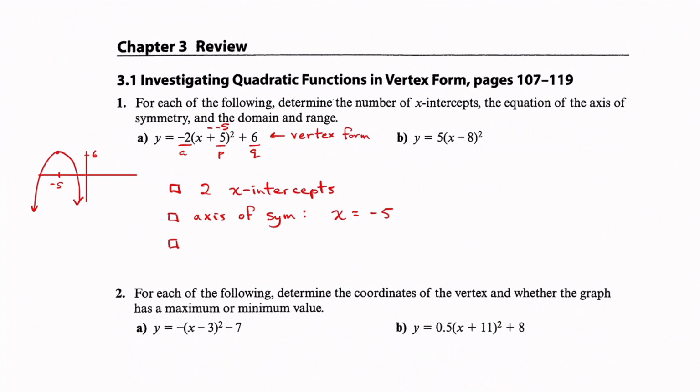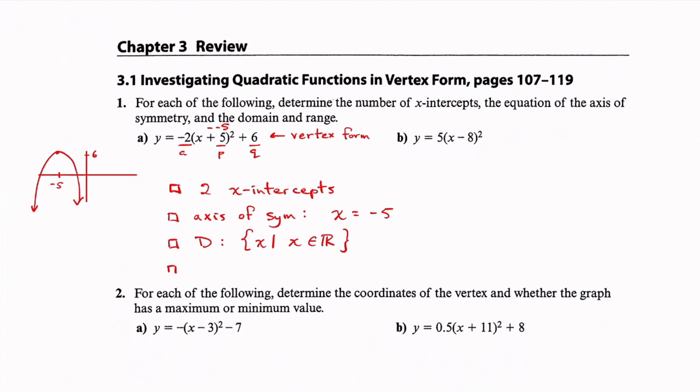Then we also need to find the domain. So domain, we'll just use the letter D. It's x, given that. And for all quadratic functions, you're getting all of the x values. So it's just x is an element of the real numbers. It's like that every single time unless it's an application question.